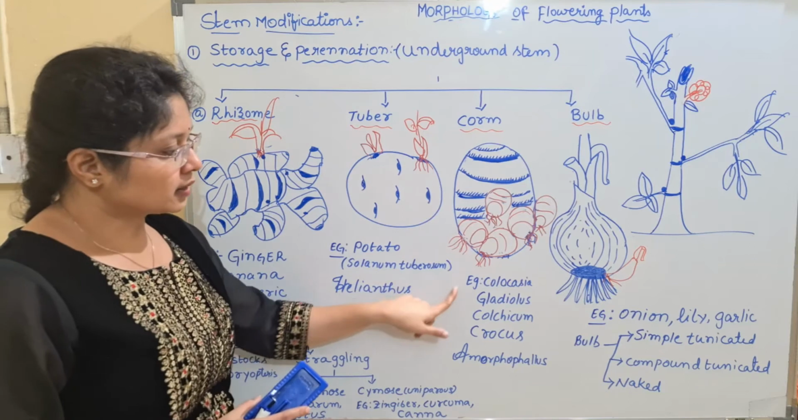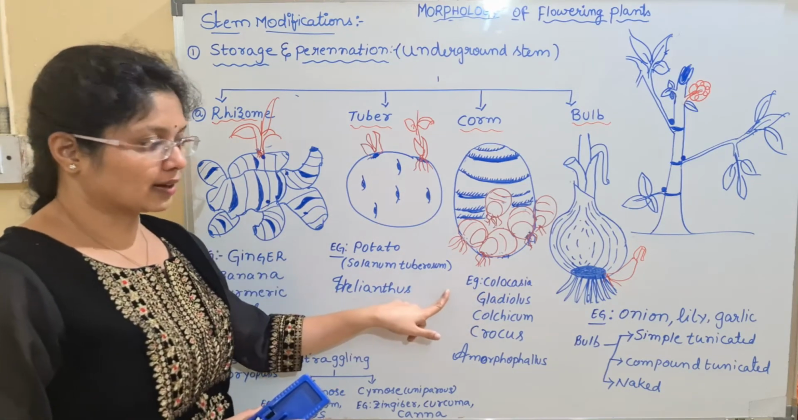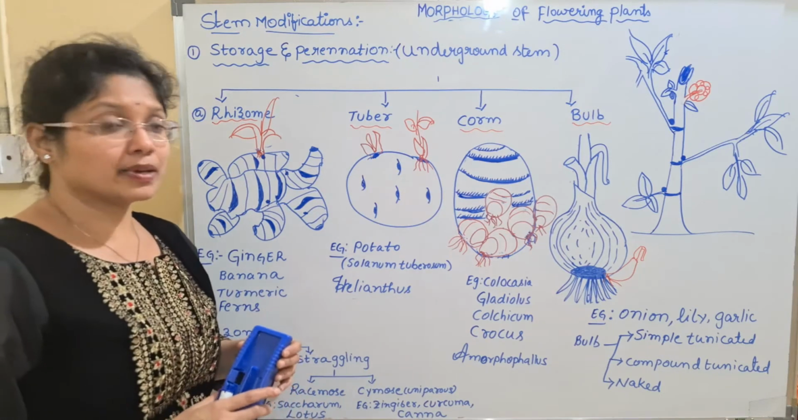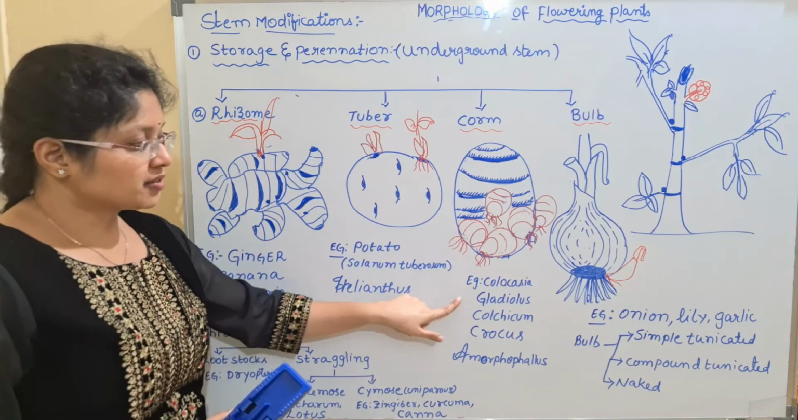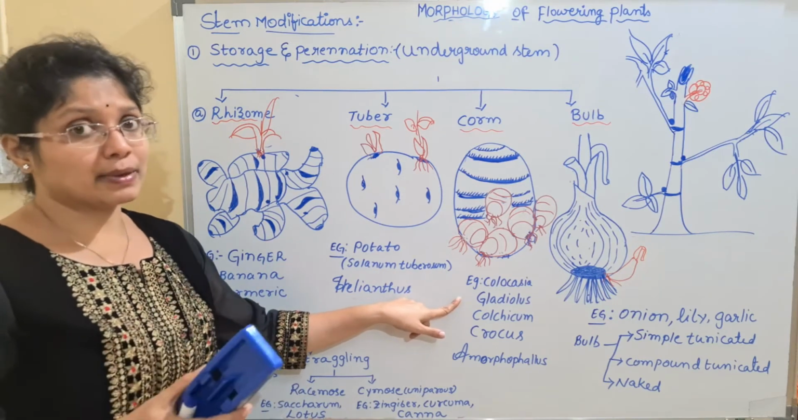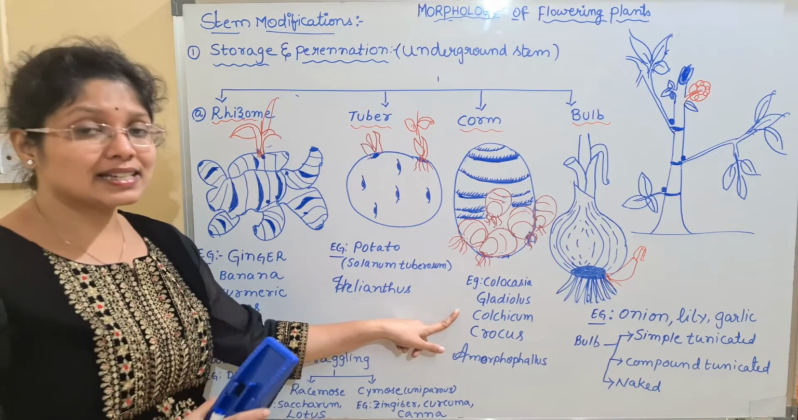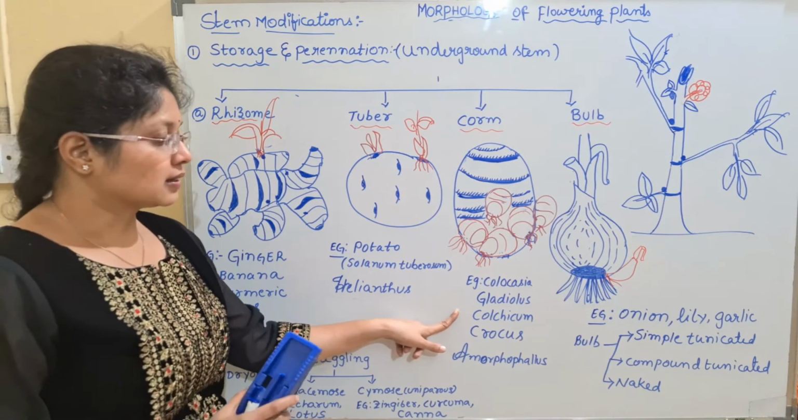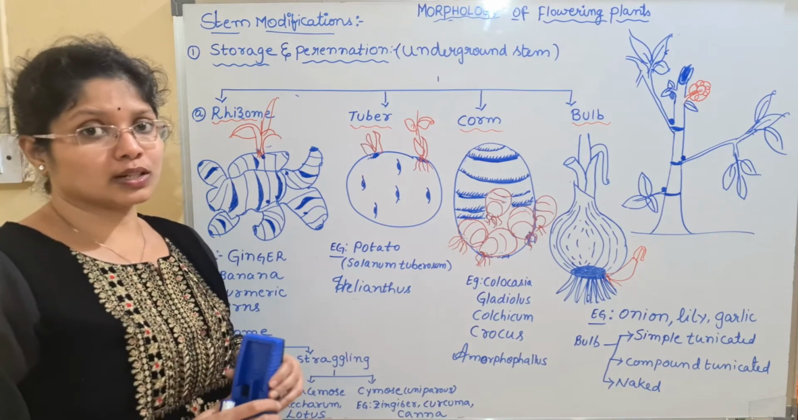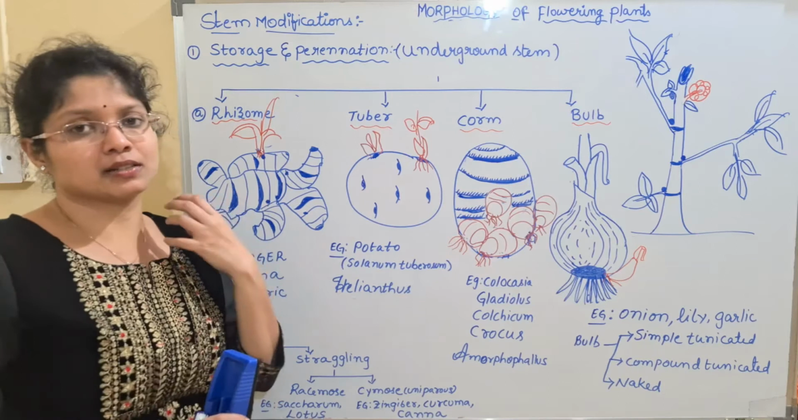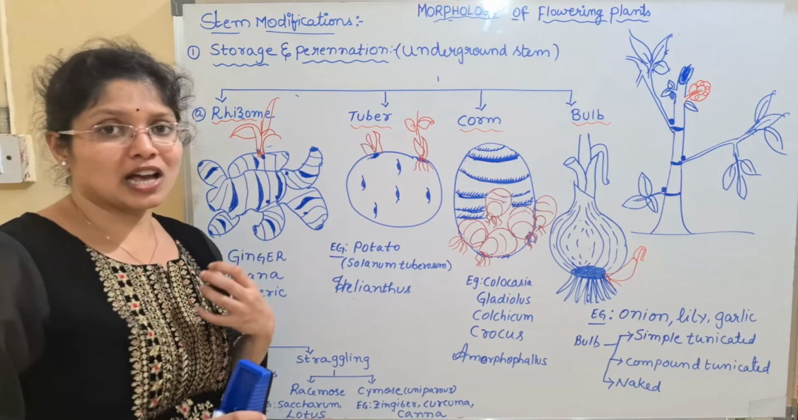Next, we will be discussing the examples. What examples do we have? The first one is colocasia, that is arbi, no? So colocasia is one of the best examples. Next we have gladiolus, the ornamental plant. And next we have colchicum. It belongs to Liliaceae, and it is mainly used in the doubling of chromosomes. A chemical substance derived from colchicum is known as colchicine.